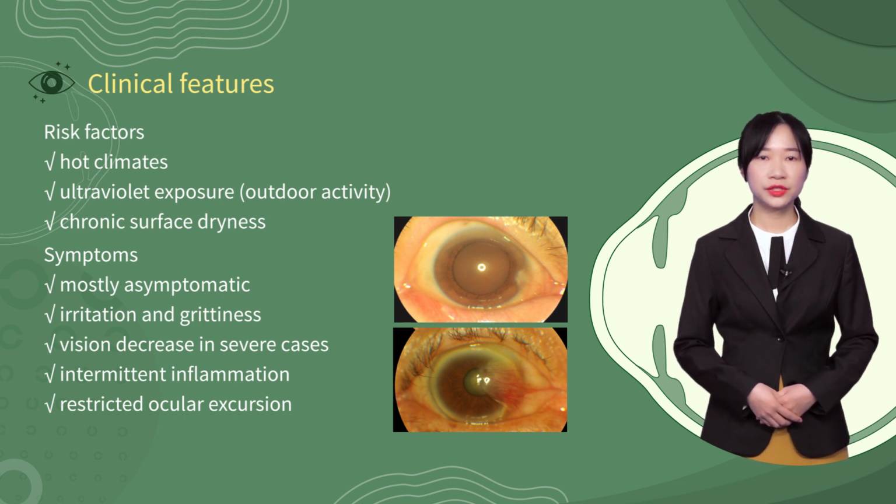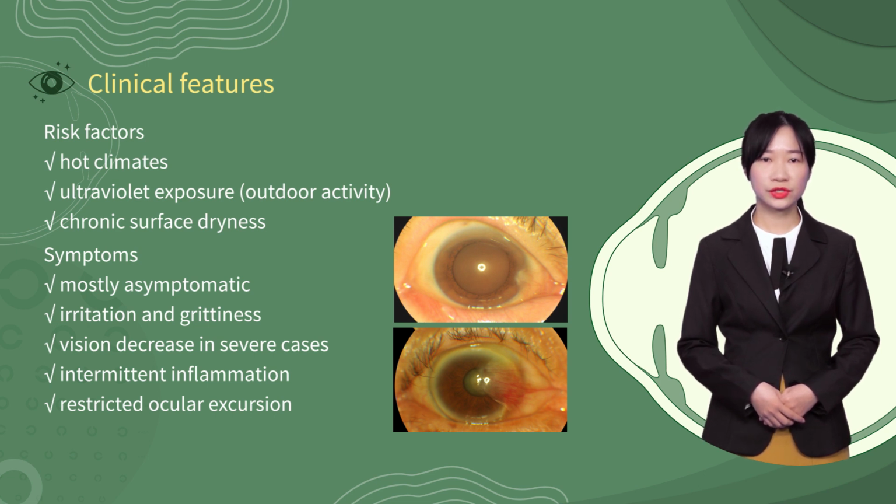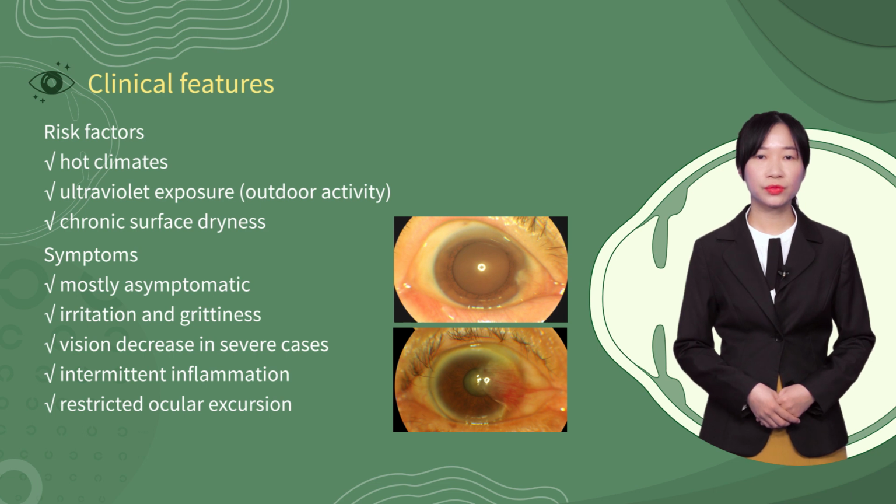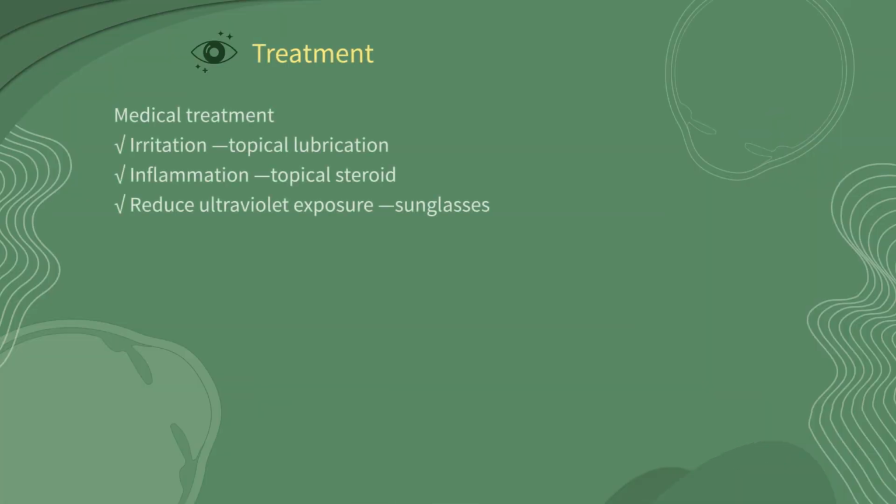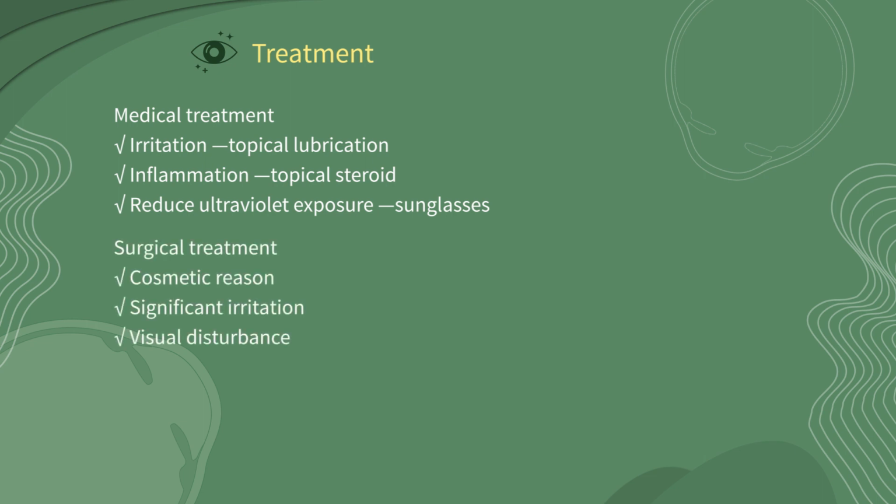Extensive lesions, particularly if recurrent, may be associated with subconjunctival fibrosis extending to the fornix. They may cause restricted ocular movements. Medical treatment varies depending on the symptoms. Irritation may be treated with topical lubrication. Inflammation can be managed with lubrication if mild, or with a short course of topical steroid. The patient may be advised to wear sunglasses to reduce ultraviolet exposure.